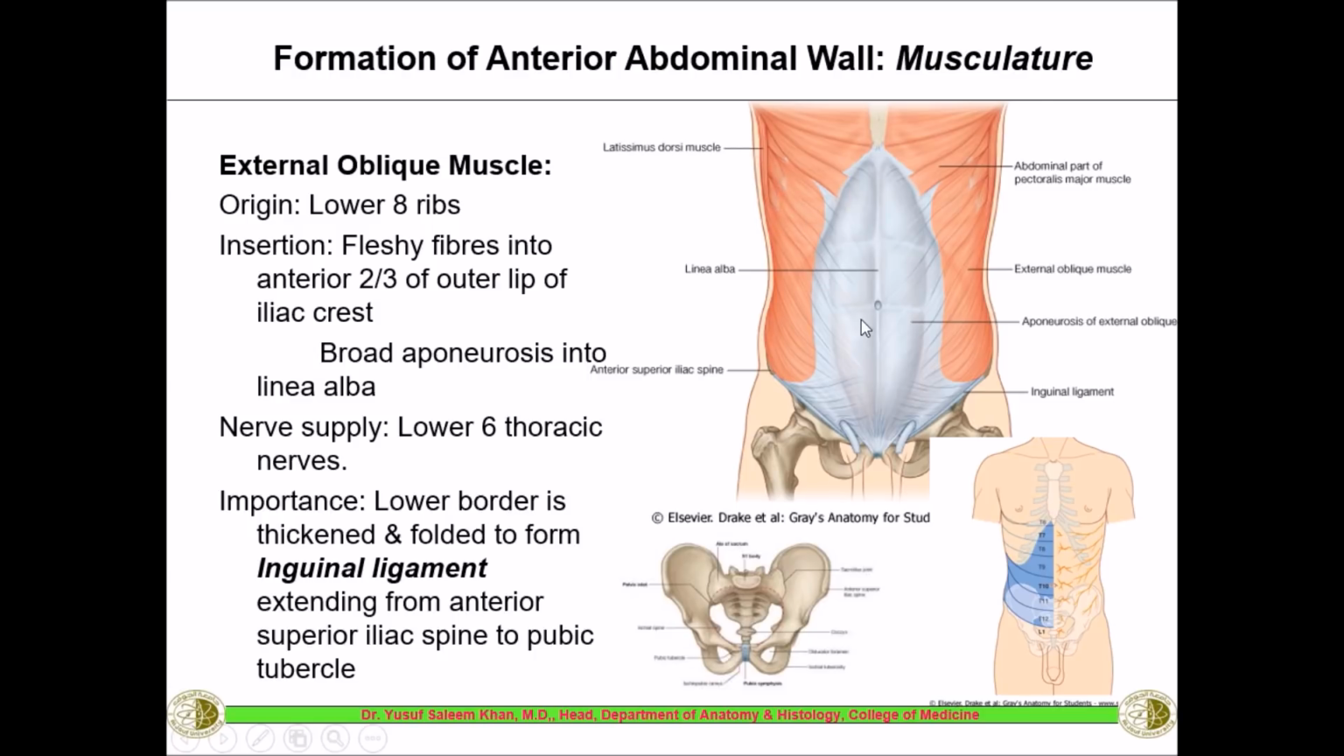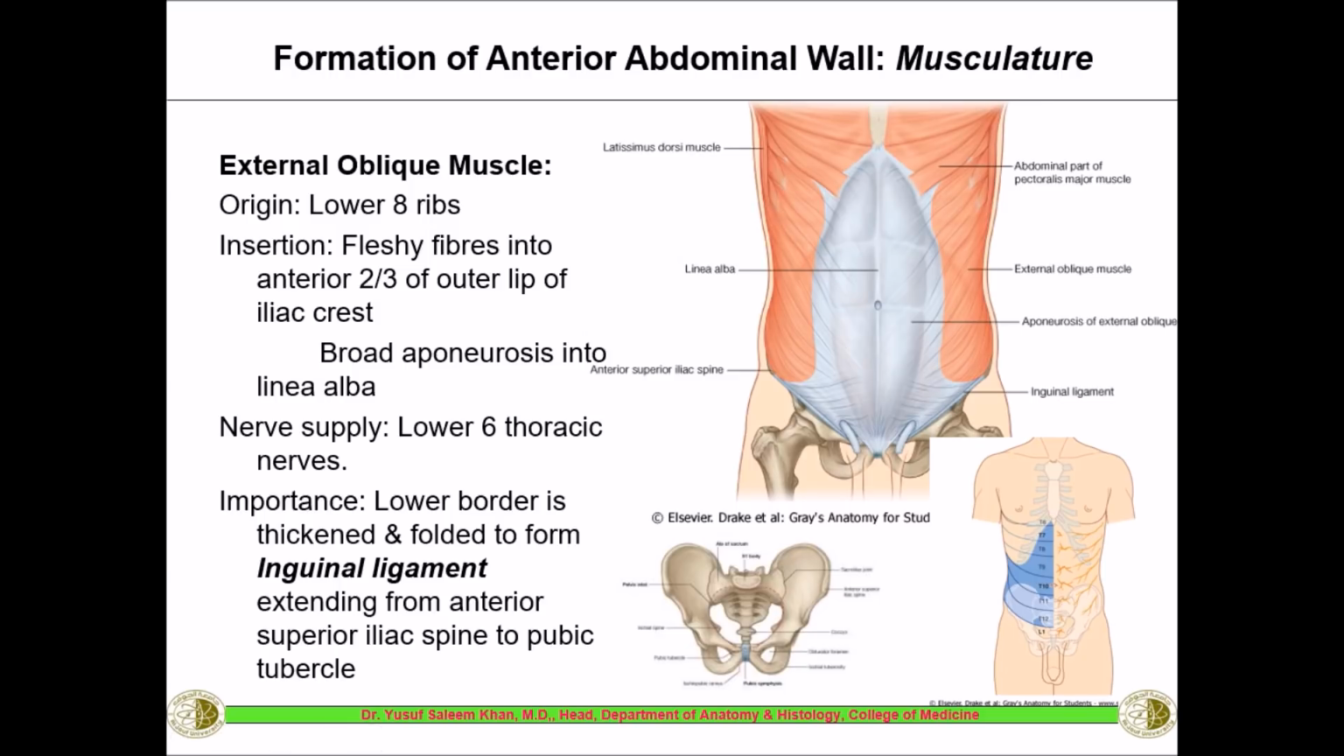These fibers will run downwards as well as medially. The direction of these fibers can be imagined by putting your hands in your pockets on either side, and imagine the direction of your fingers will be the direction of fibers of this external oblique muscle. So this is how it will look.